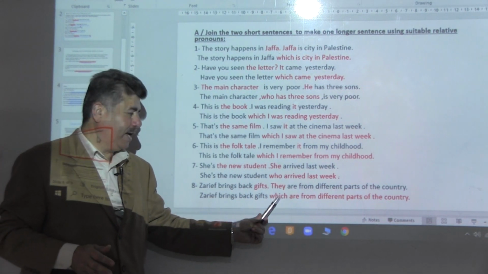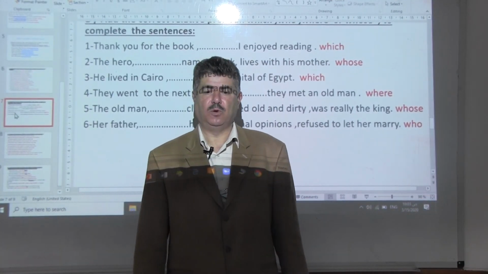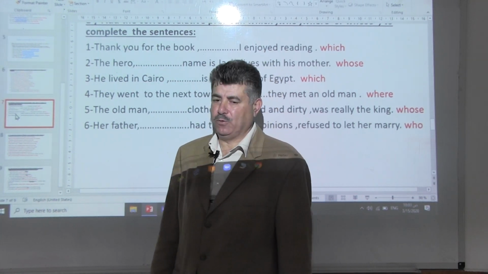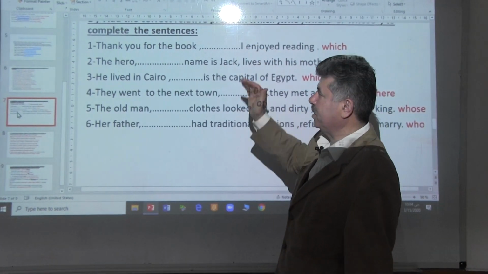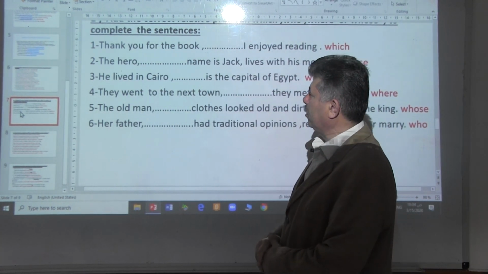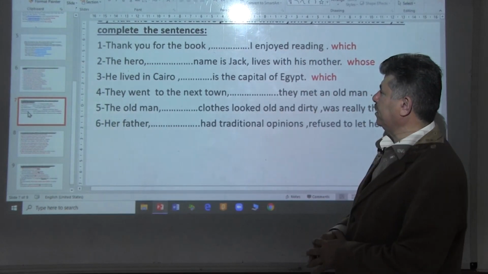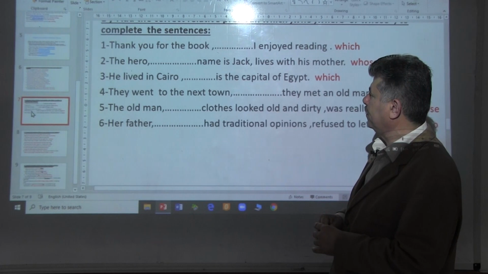In this case, you can't leave it out. Okay, now we continue with the second question, another kind of question. I gave you the sentence, but I want you to use the missing relative pronoun in this sentence. Thank you for the book, space, I enjoyed reading. I want you to use which or who or that relative pronoun.